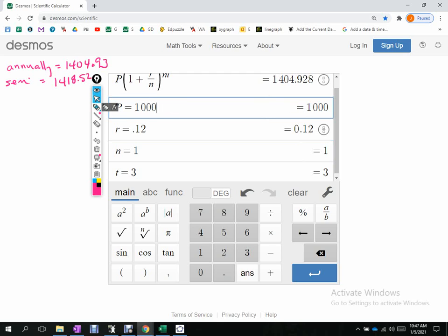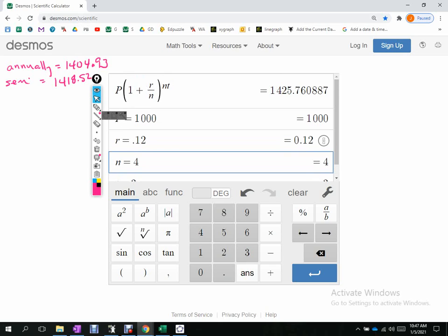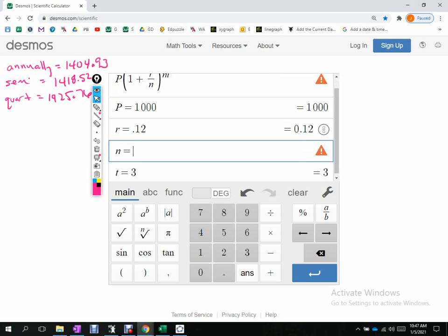The next one says, what if we have quarterly? So quarterly means that we're going to do it every 3 months, compound every 3 months. So that's 4 times a year, and I make $14.25. So what are you seeing happen as the more compounds get applied? What happens to this amount? It's doing what? Increasing. If I go monthly, it's $14.30. If I go daily, it's $14.33.